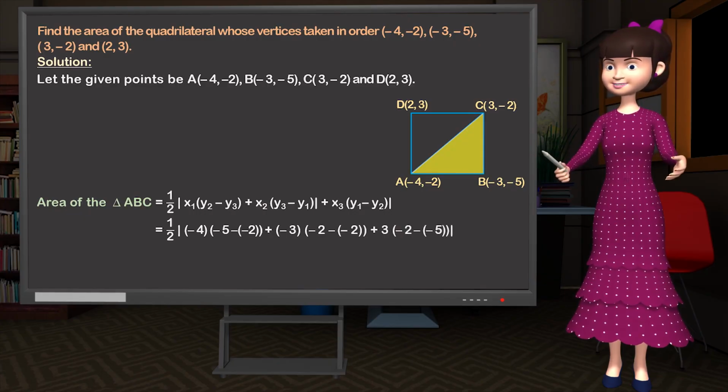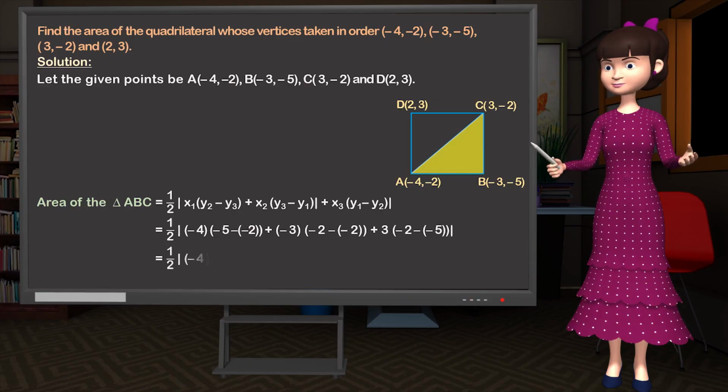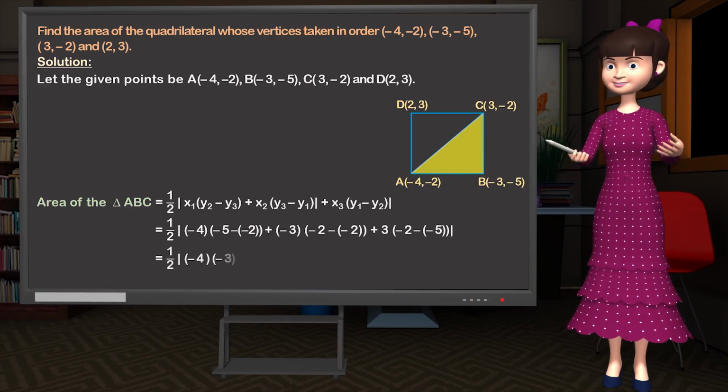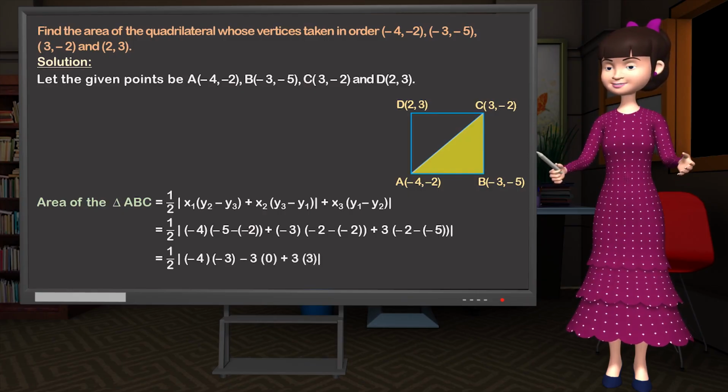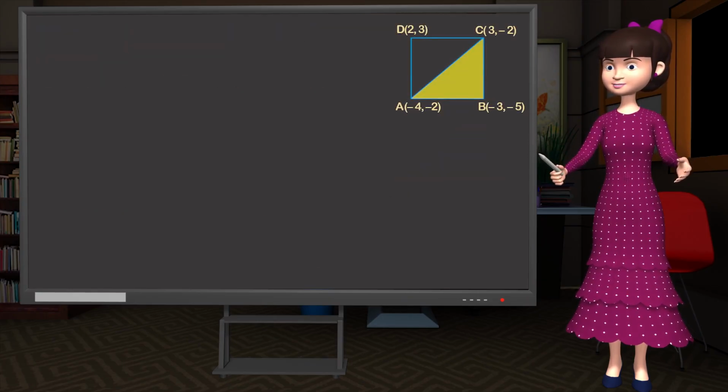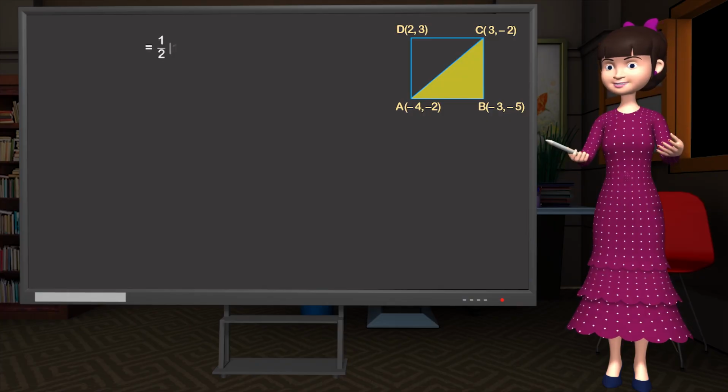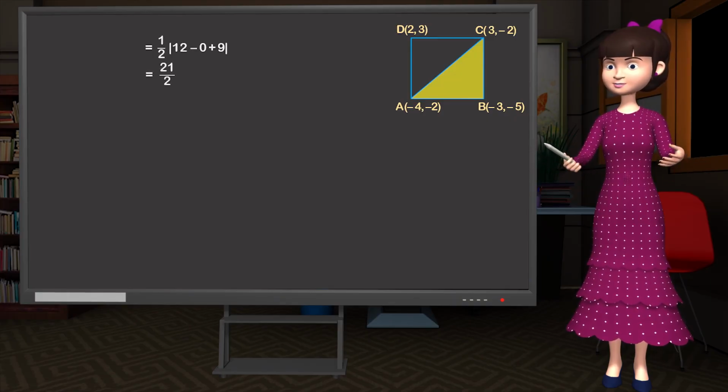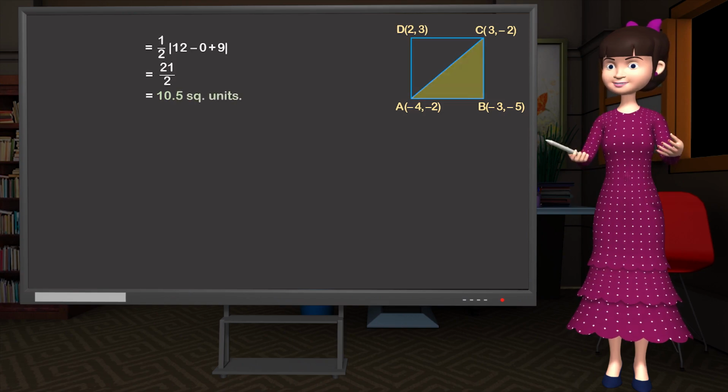Simplifying this, we get half into modulus of -4 into -3 minus 3 into 0 plus 3 into 3. Further simplification of this will be half into modulus of 12 minus 0 plus 9, which is equal to 21/2, that is 10.5 square units.